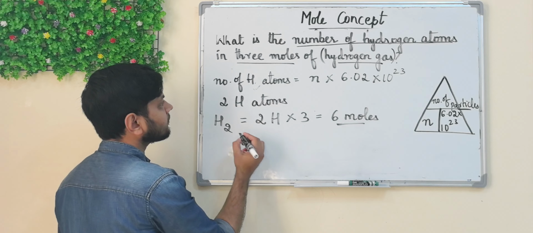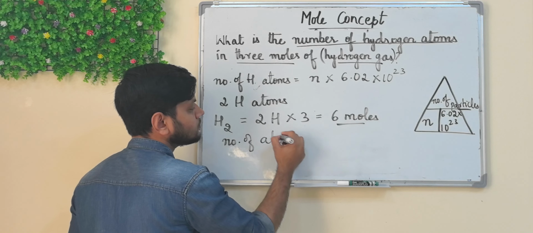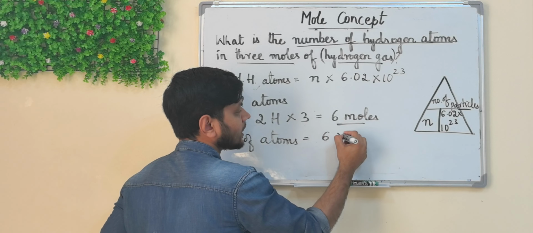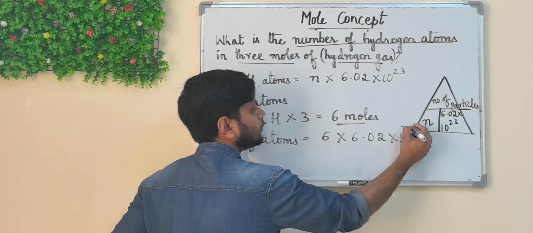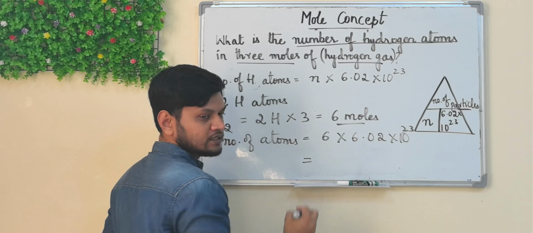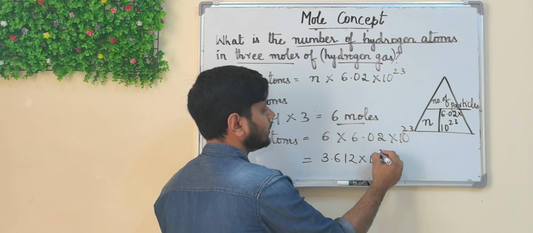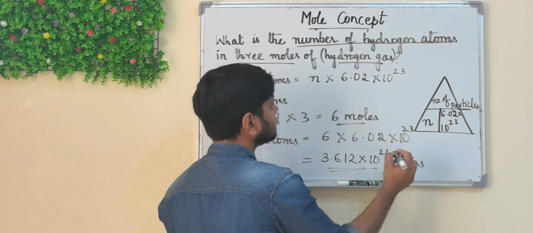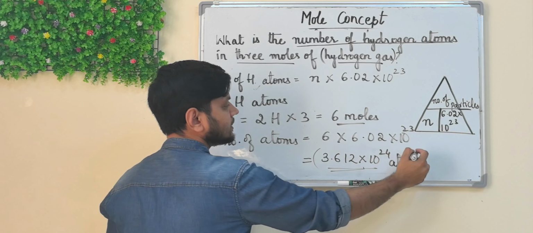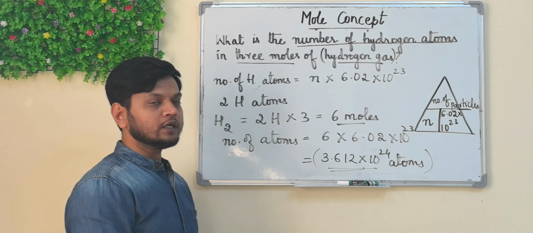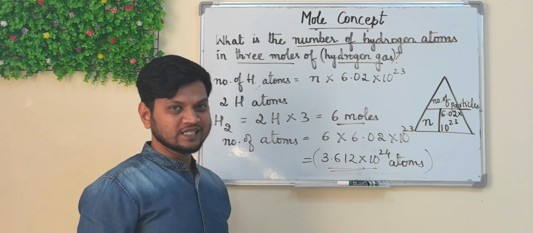So now to calculate the number of hydrogen atoms, number of hydrogen atoms equals 6 times 6.02 into 10 to the power 23. So now you multiply, and you get 36.12 into 10 to the power 23 hydrogen atoms. So that means 3 moles of hydrogen gas will have 3.612 into 10 to the power 24 hydrogen atoms. I hope it is clear for you.